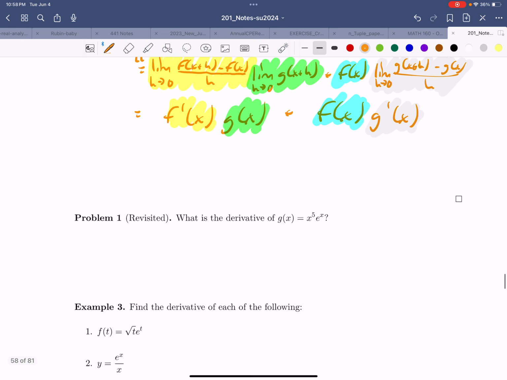So, what's the derivative of g of x equals x to the fifth times e to the x? Well, g prime of x is going to equal the derivative of x to the fifth, leave e to the x alone, plus, now leave x to the fifth alone. Now it turns out the derivative of e to the x is itself. So that's our answer.